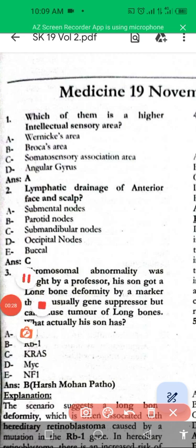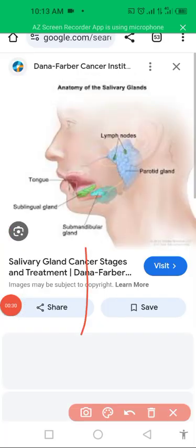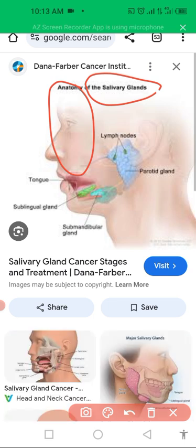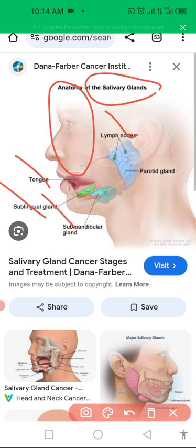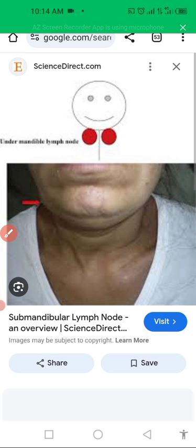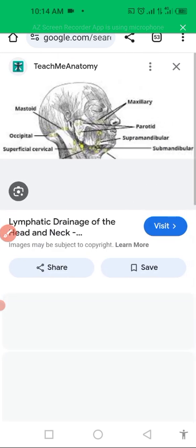Now we will have to look at some. Okay, so as you can see, the lymph drainage from the anterior face and scalp goes to some different lymphatic drainage like submandibular glands. We will be looking at that image, but there is lymph node drainage from the parotid gland, and from the tongue it goes to the submandibular gland, submandibular lymph nodes, and the sublingual and submandibular gland goes down there. So in this way, lymphatic drainage goes down to these areas.